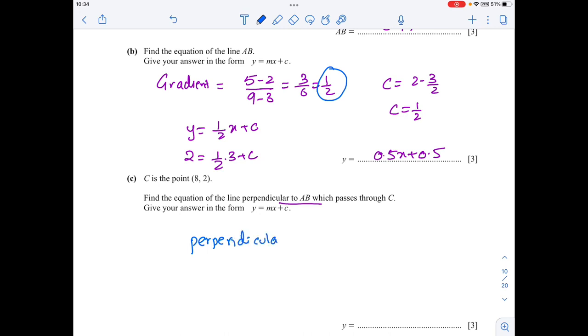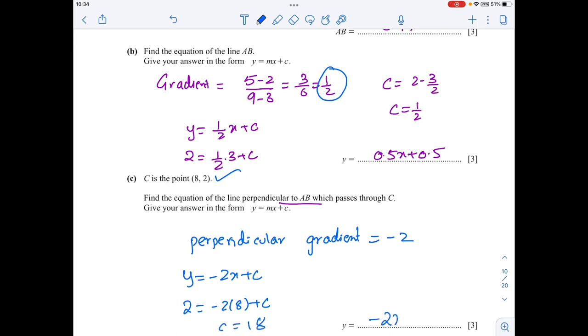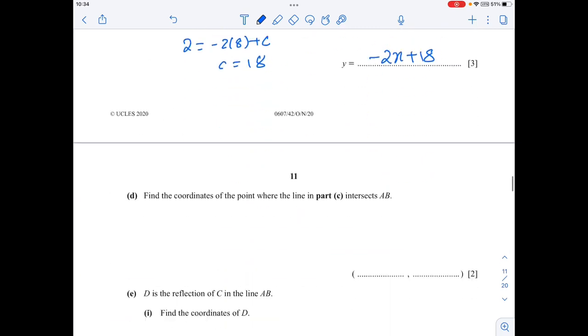Perpendicular gradient. The perpendicular gradient will be minus 2 upon 1. So y equals minus 2x plus c, but it is passing through (8, 2), so 2 equals minus 2 times 8 plus c. So c equals 18. So it becomes y equals minus 2x plus 18.